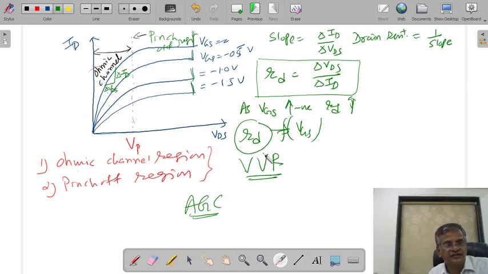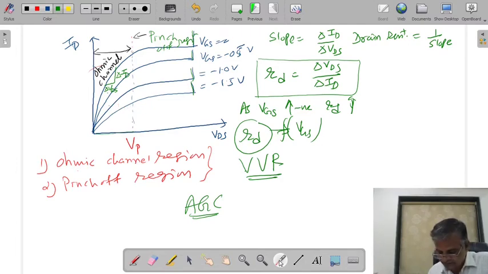So you can use it as a variable resistor. This is the ohmic channel region. What is the importance of this? The importance is that you can use FET as a VVR in this region.